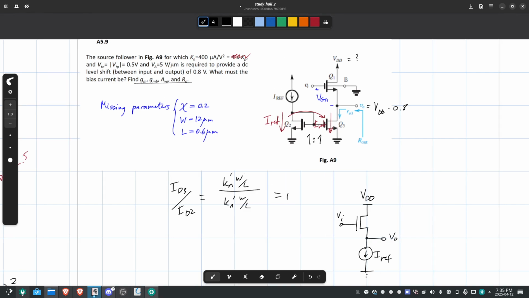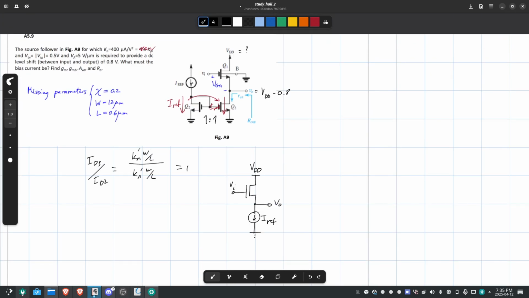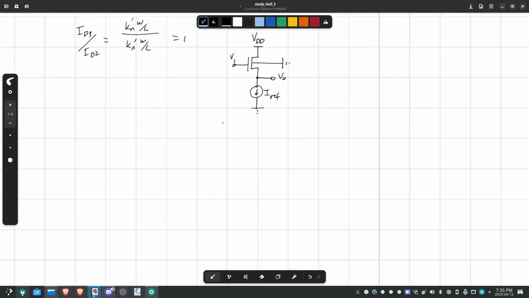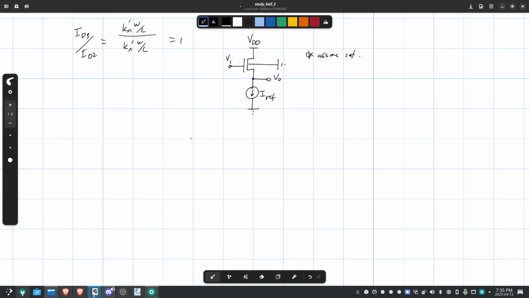What must the bias be? Find GM, GMB, AVO, and RO. Okay. Oh, this is obviously the body. It goes straight to ground. Okay, so now we can turn this into AC mode, right? We're just going to assume this is on and in saturation. 99% of the time it'll work out, because otherwise it often doesn't really make sense. So this is going to, oh, sorry.